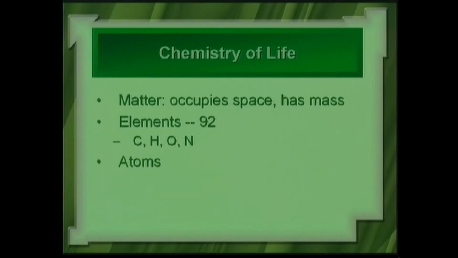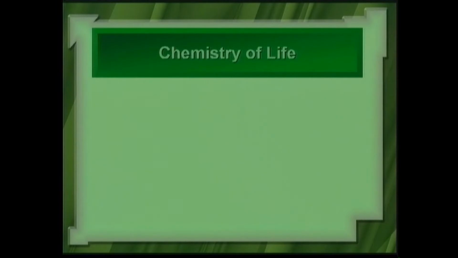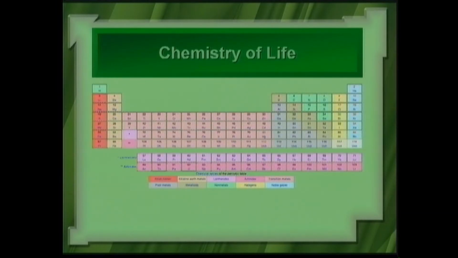Now, these four chemical shorthand symbols symbolize atoms. And atoms are the smallest unit of an element that has all the characteristics of that particular element.